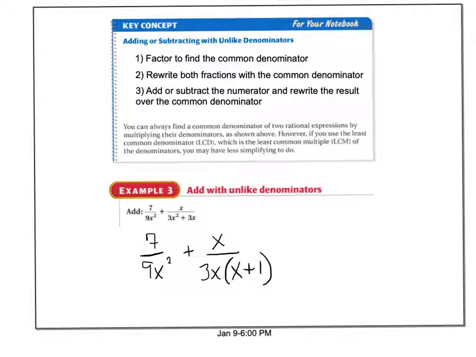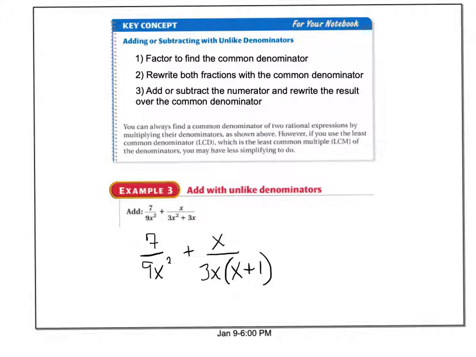Now look at your denominators. They have a common multiple now. I have 9x squared and x plus 1. Over here, I will have 9 and x squared and x plus 1. That's the hardest part of these problems.